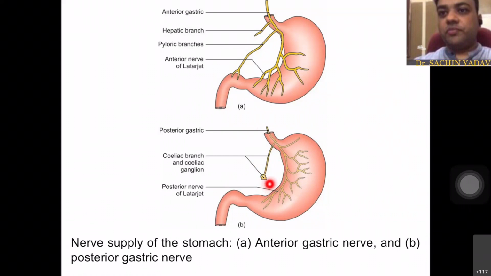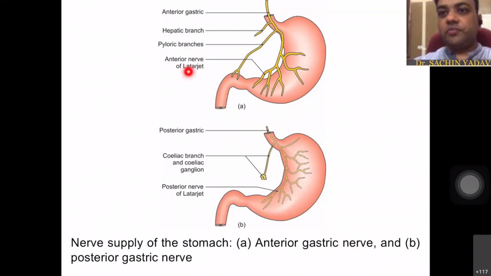You can see here the anterior nerve of Latarjet. These small branches, you can see at the end of the nerve, are looking like a crow's foot. Okay, the crow's foot. So this is known as the nerve of Latarjet. They are very important in the case of increased secretion of hydrochloric acid or gastric juice, which leads to hyperacidity.